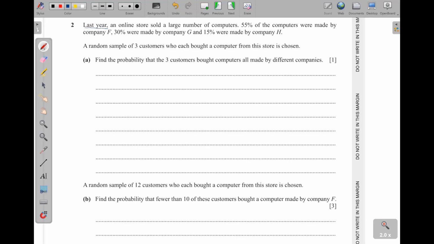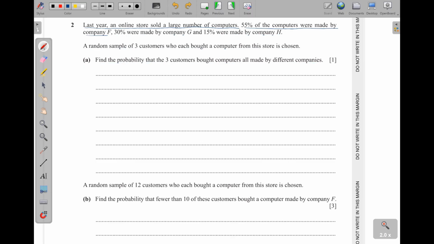Question 2. Last year, an online store sold a large number of computers. 55% of the computers were made by company F, 30% were made by company G, and 15% were made by company H. A random sample of 3 customers who each bought a computer from this store is chosen. Find the probability that the 3 customers bought computers all made by different companies.